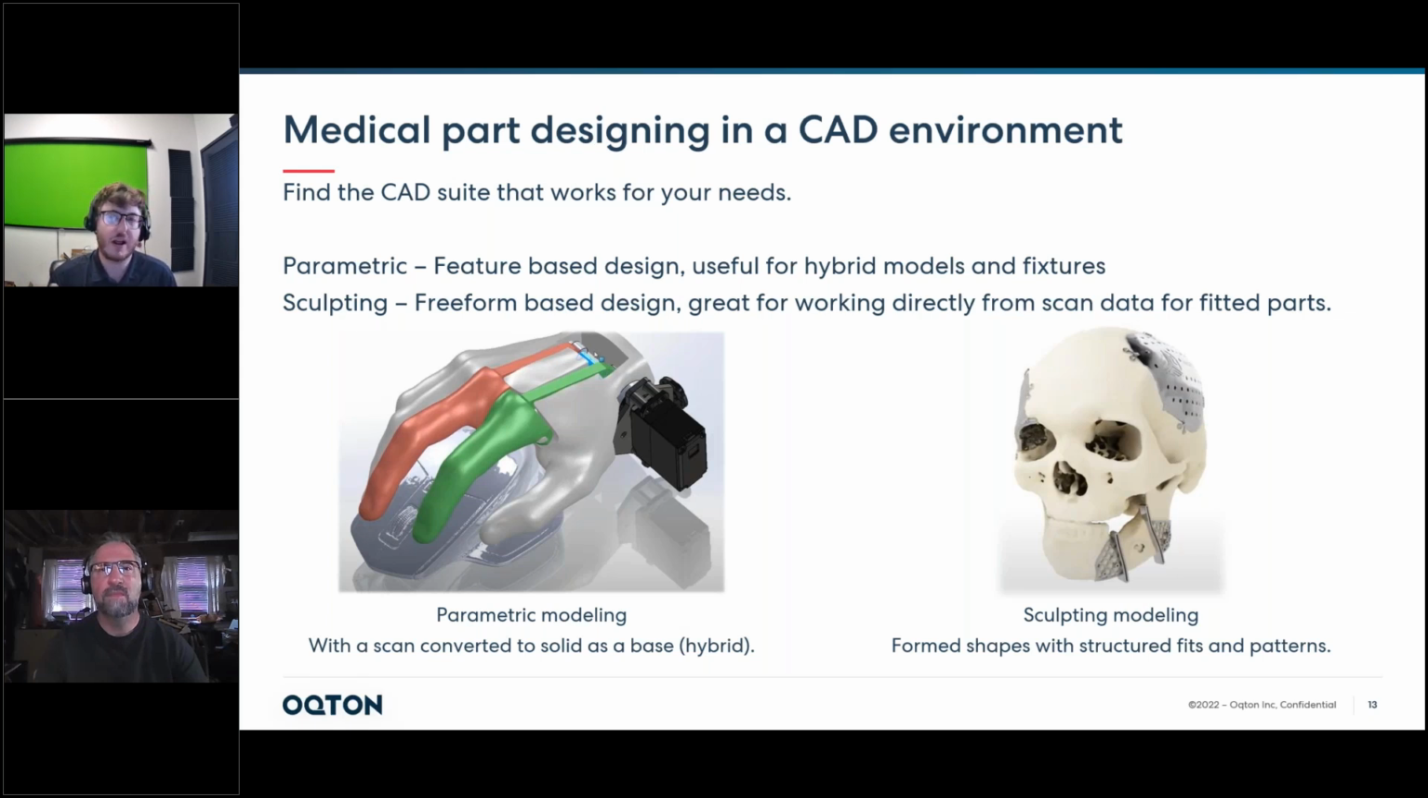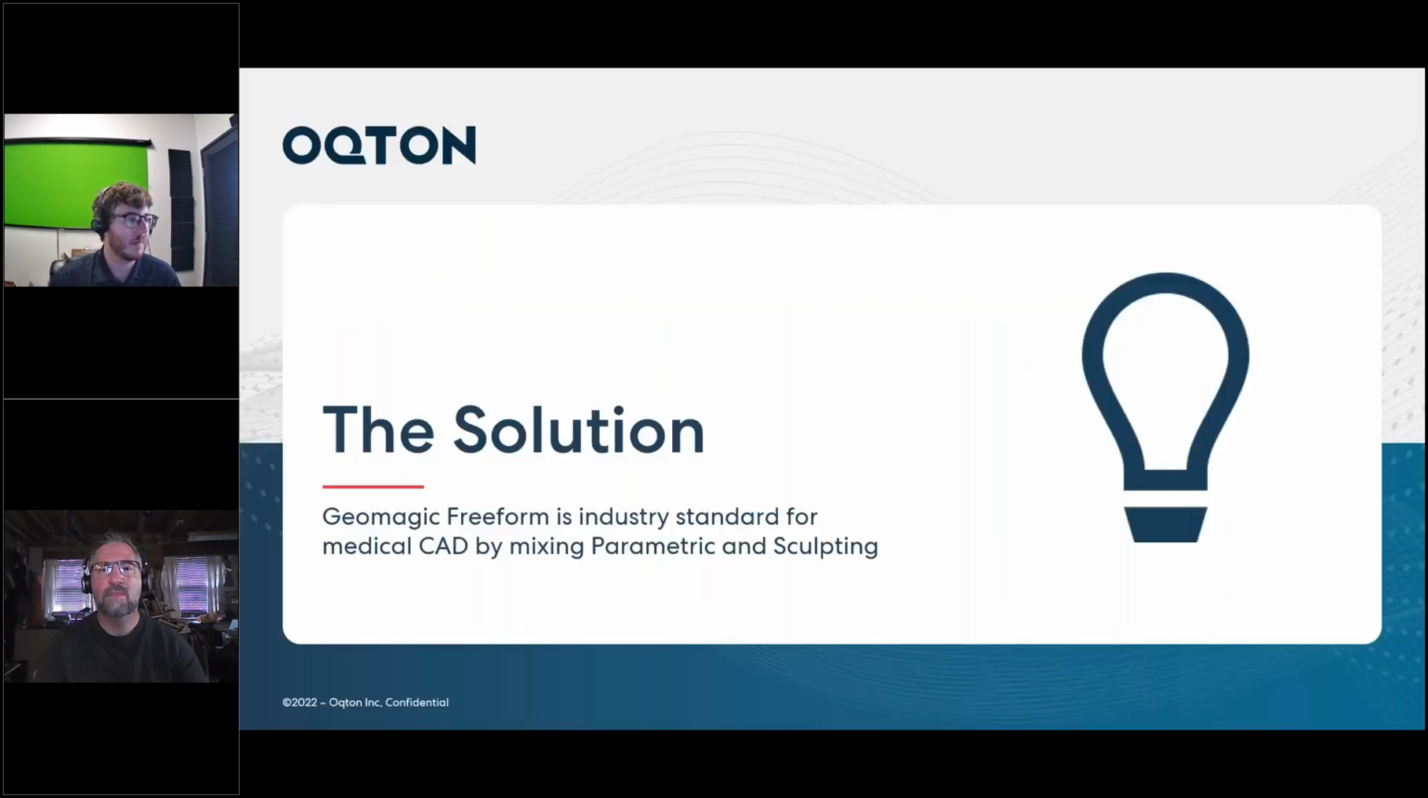So these two categories can be used to create your different parts, follow up, make sure you're fitting certain regulatory needs, and actually create something that is able to be printed. So I'm going to hand it over to David at this point, who's going to talk about Geomagic Freeform, which is a very popular industry standard for creating medical devices off of sculpted or 3D scans due to its sculpting and parametric modeling capabilities.